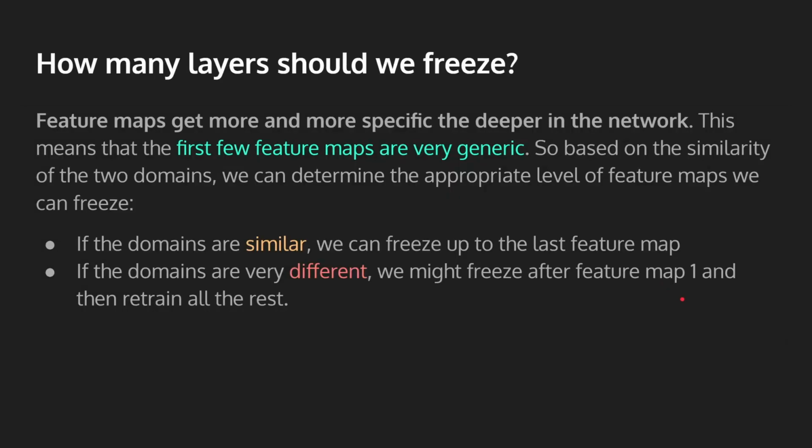Okay, let's move on. So then the question becomes, what's a good number of layers that we should freeze? Remember that feature maps get more and more specific the deeper in the network, right? This means that the first few feature maps are very generic, so we can apply them to almost any different domain. If the domains are similar, we can even freeze up to the last feature map. And if the domains are very different, we might just freeze up to feature map 1 and then retrain all the rest of the feature maps. So that's what fine-tuning allows us to do.